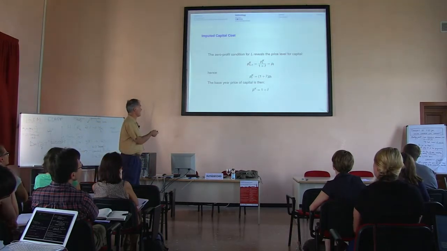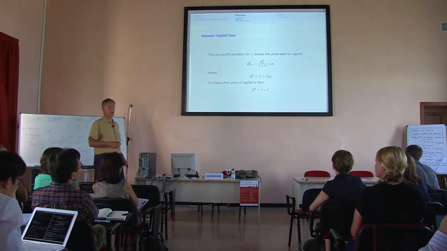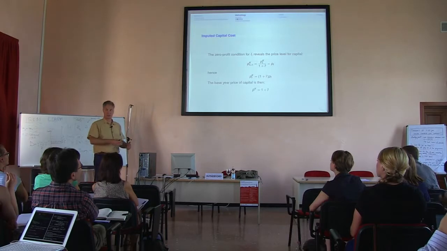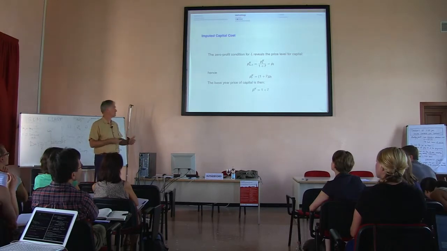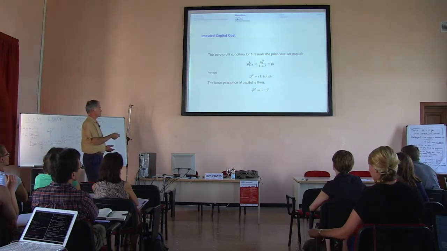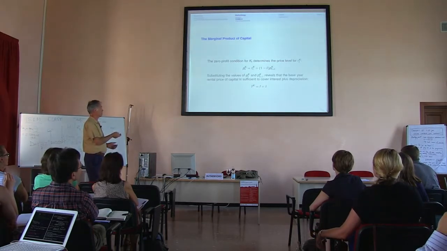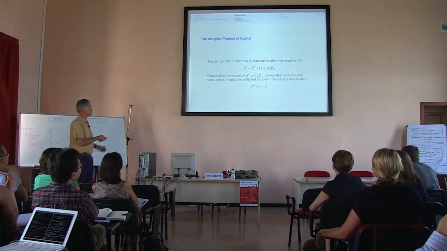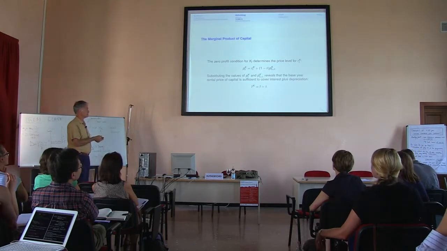The price of capital in period T plus 1 is equal to the price of output in period T. That's because if you have an investment, there's a 1 period lag: you buy output, you get a unit of capital. So this is defining the capital price, and the base year price of capital is then 1 plus R prime. And then you have a zero profit condition for KT that determines the price of the returns to capital.